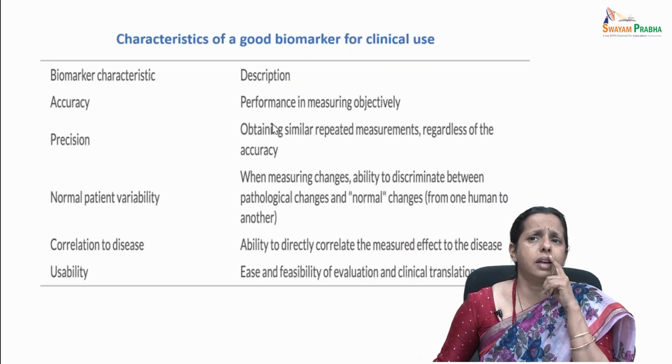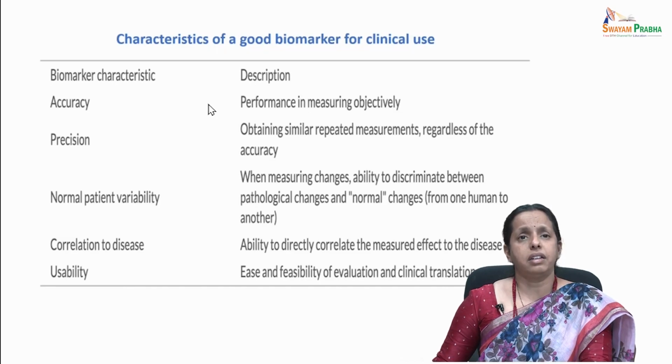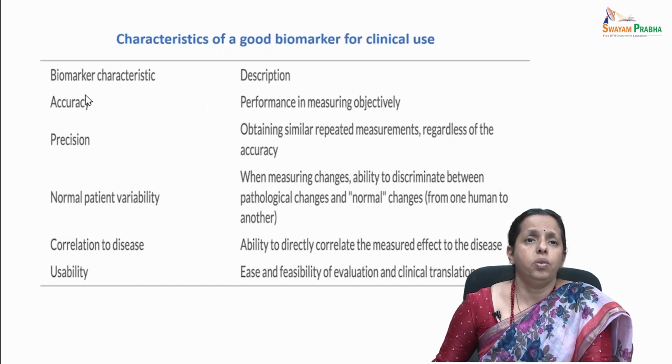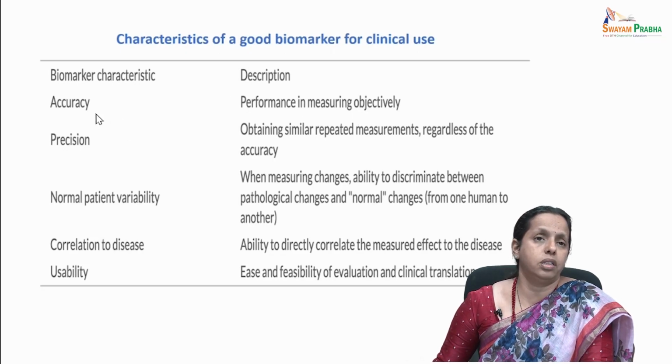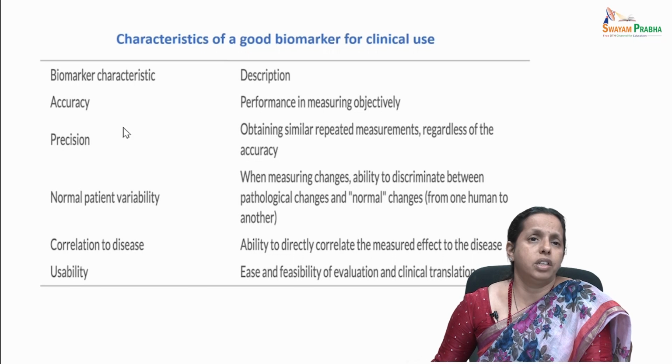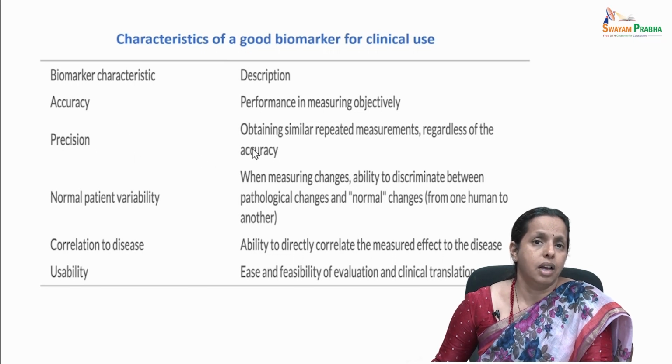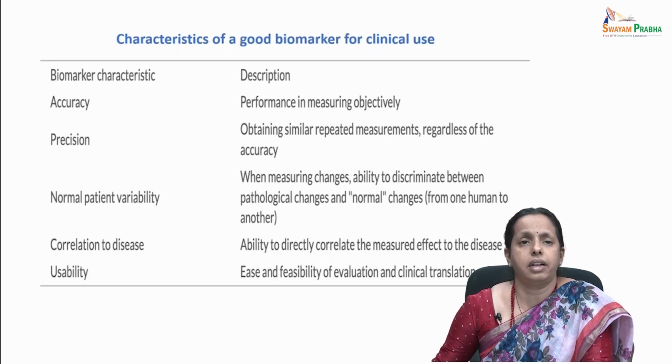Simple. What exactly are the characteristics of a good biomarker? It has to be accurate, measurably objective in its performance. The accuracy should hold even in very small quantities. It should be precise. This is a very, very important aspect for precision oncology and precision diagnostics.